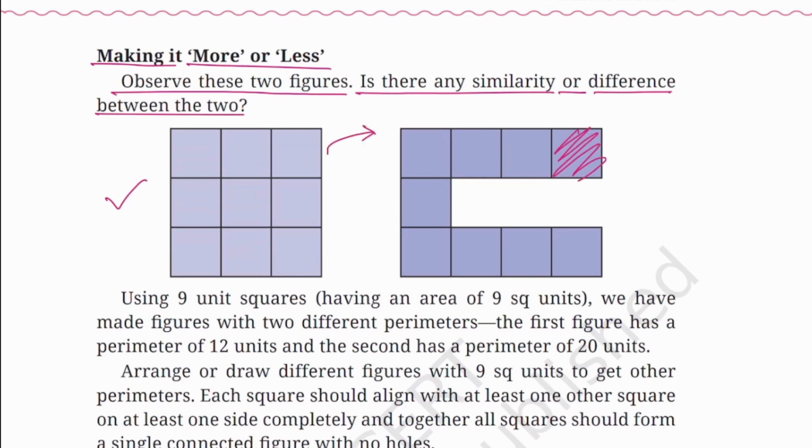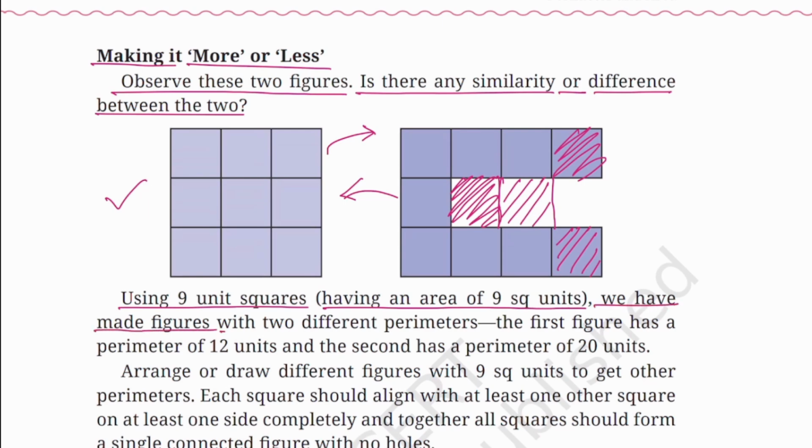If you place this here and this one here, you will get the same square. Using 9 unit squares having an area of 9 square units, we have made figures with two different perimeters. The first figure has a perimeter of 12 units and the second has a perimeter of 20 units.